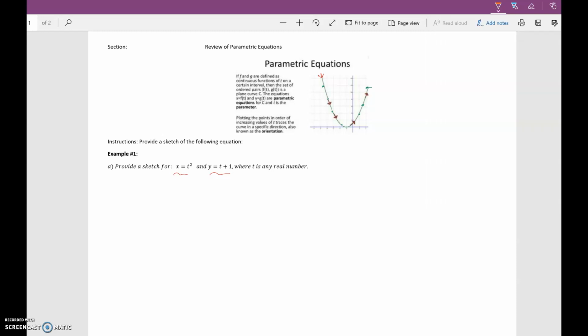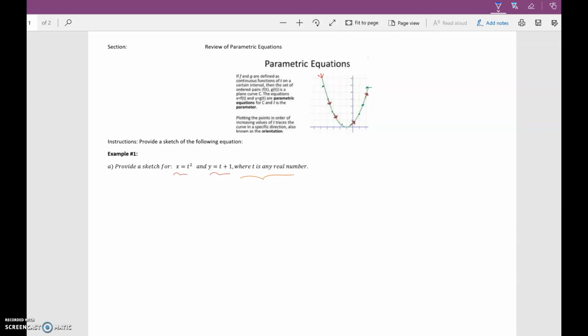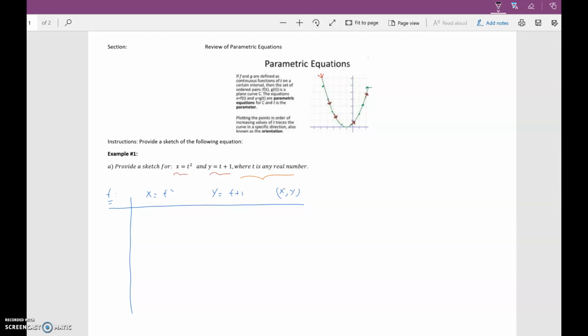As you're graphing parametric equations, you have to take a look at the domain of the parameter. In this situation it happens to be any real value. And I'm just going to ask you for a total of 3 coordinate points. So you would typically create a table. This is your t. Then x is equal to t squared, y is equal to t plus 1, and then your x's and y's. On any question that you're graphing, I just want 3 coordinate points and then a basic sketch.